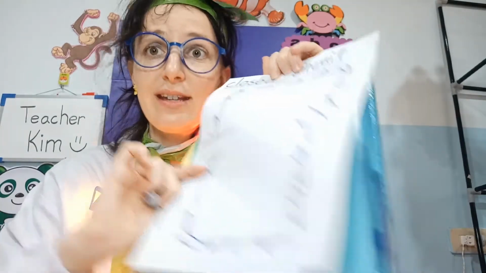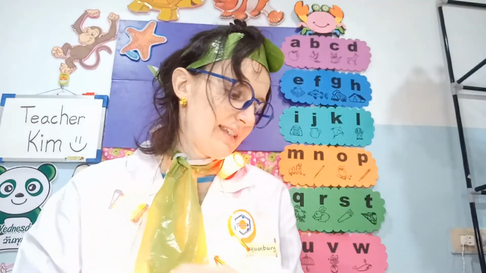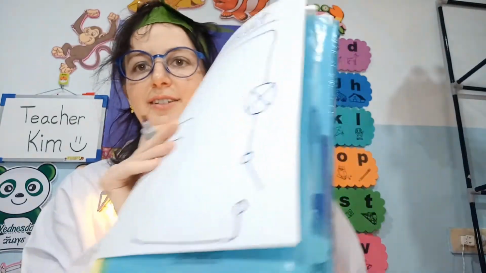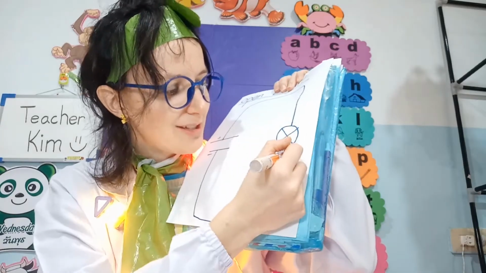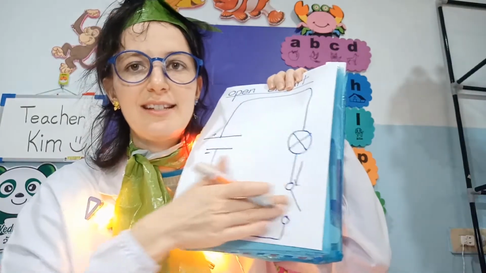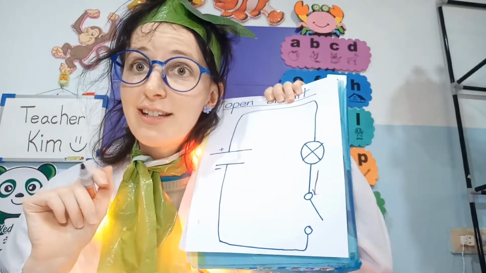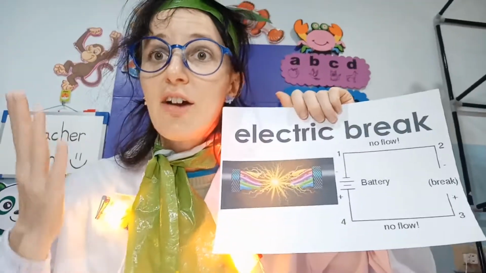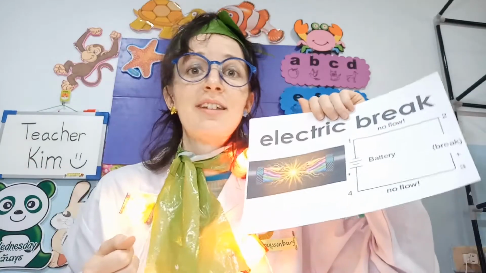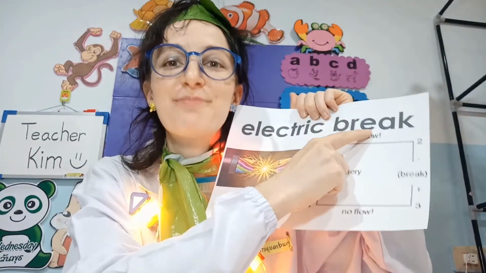There is no space. But it is different on the open circuit. The electric current will travel all along until it reaches the switch, and then it is stopped. It cannot travel any further because there is a space. When there is a space, we can call that an electric break.